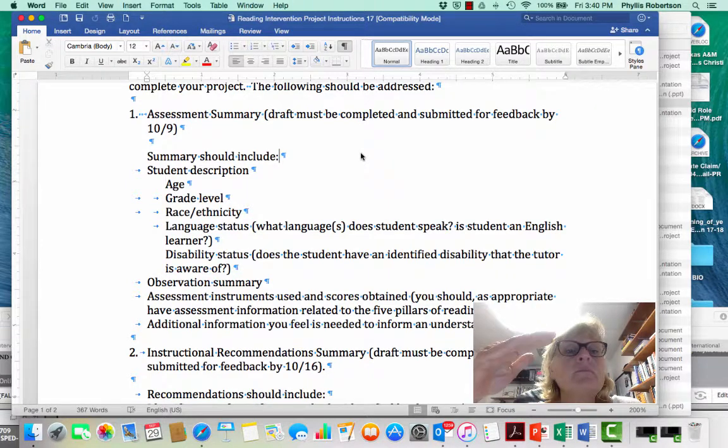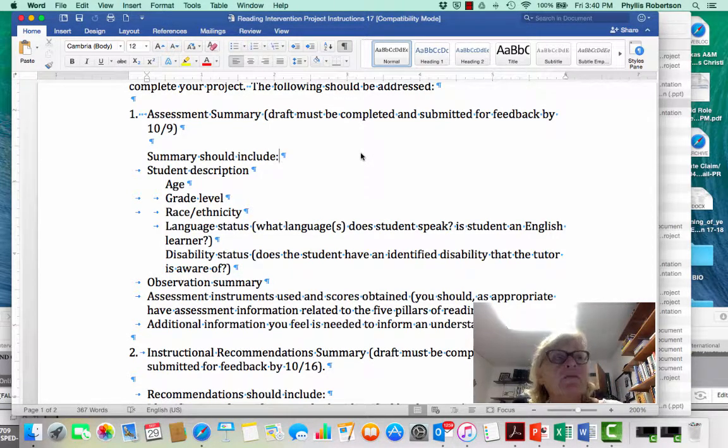These are the things your description should include: the age of your student, the grade level they're in school, their race, their ethnicity, what is their language status. It's going to be really important for you to determine whether or not your student needs support because they're in the process of acquiring English. Also, their disability status if it is known. So you may have children who have an identified disability. If you do, then you need to state that. Or you may have children who are simply having a difficulty in an area of reading. Either option is fine.